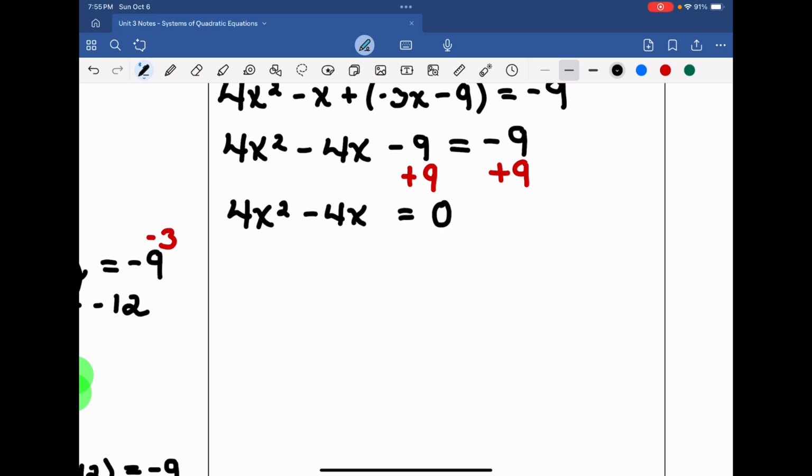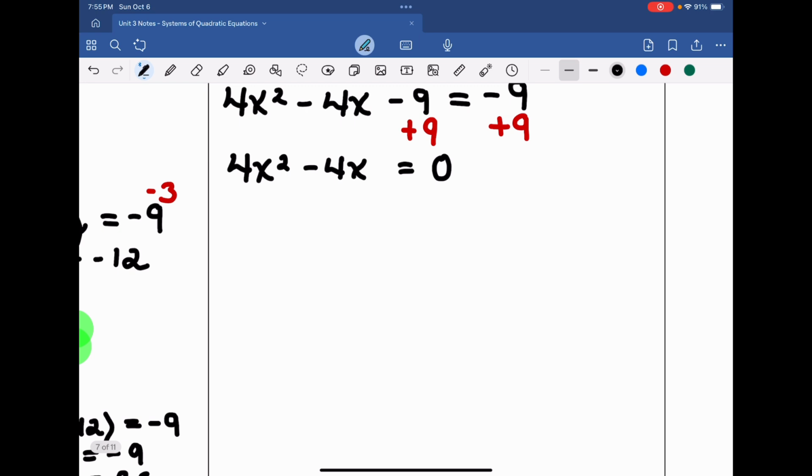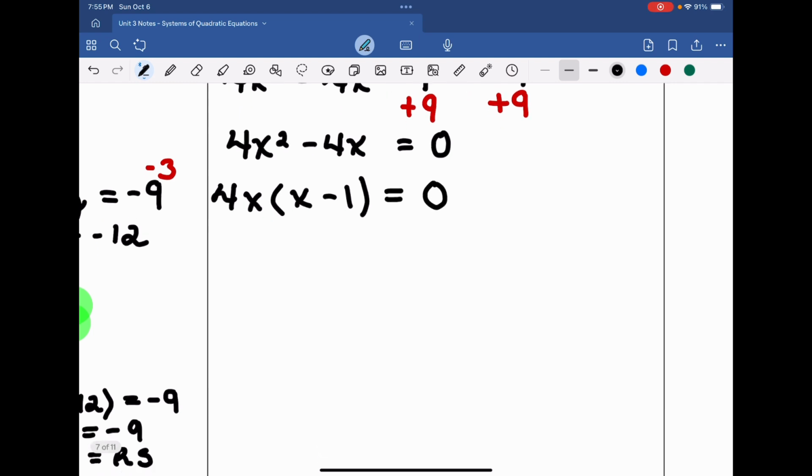Hey, look, we've seen this one before. Now, what I'm going to do is take this and factor out the 4 and the x out front, or make them a GCF, not eliminate them. So I take this and I write 4x in brackets, x minus 1 left behind, is equal to 0.